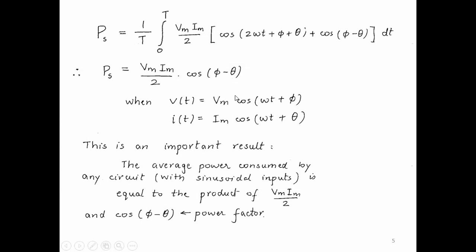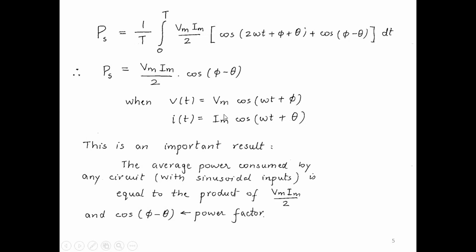So I am repeating this. This is the power consumed by any element when the voltage is Vm cos(omega t plus phi) and the current is Im cos(omega t plus theta). Alright, so this is an important result.